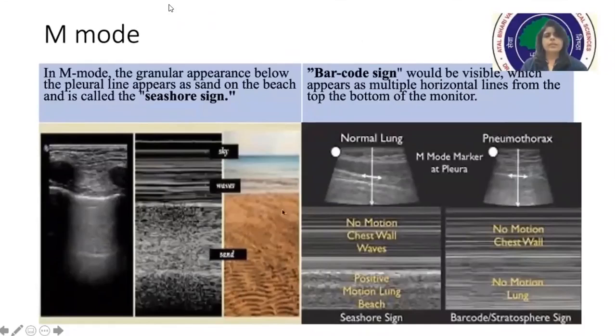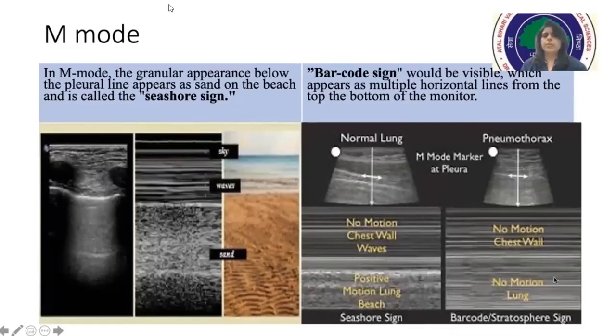In AM mode, in normal views, you can see this is a normal lung. So initially, there will be horizontal straight lines, which will show no motion or chest wall waves. Below, you can see the granular mixed echogenicity. This shows positive motion lung. This resembles a seashore. This is known as seashore sign.